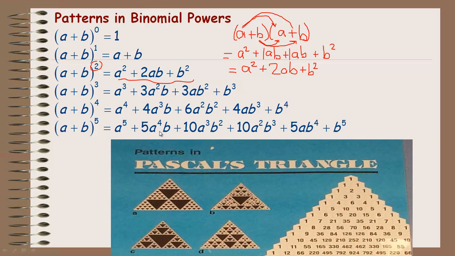Another pattern here is when you're doing the expansion. So for example, a plus b to the fourth, it is the n equals 4 numbers from Pascal's triangle row.